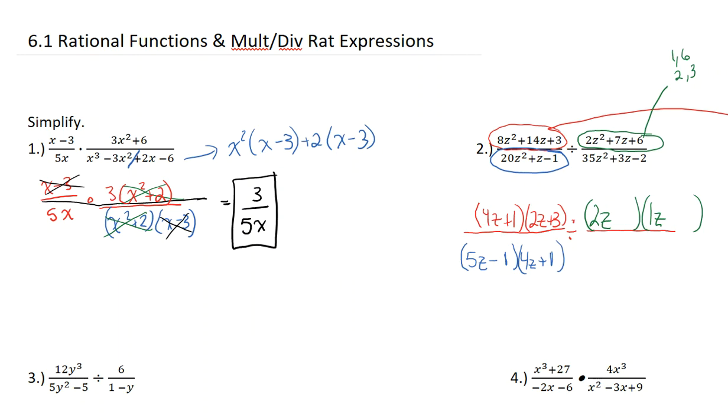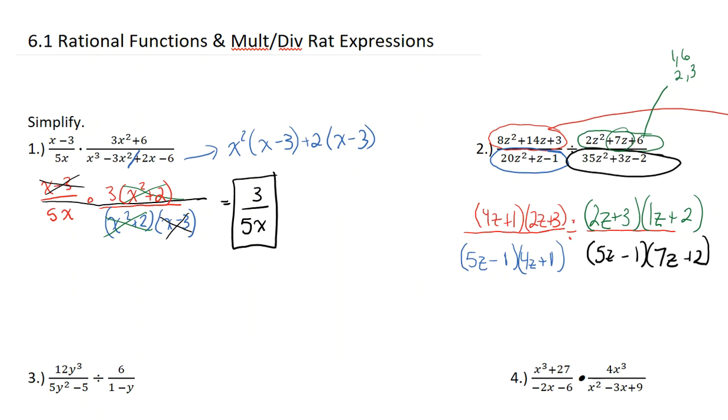So I'll try the 2 here. That will give me 4. And then if I put the 3 there, that will give me 3. And that gives me that 7. And both of those are going to be positive to make it a positive 7. And then finally, I'm going to do the denominator, which gives us 5z minus 1 times the quantity 7z plus 2.